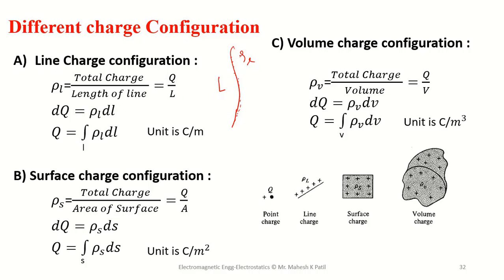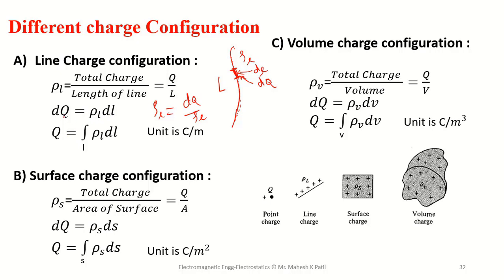Now consider a small part from this entire line. Let this be the small part from this entire line. So the length of this small part is considered dl. So this dl line is going to have dq number of charges. Therefore dq will be rho l into dl.